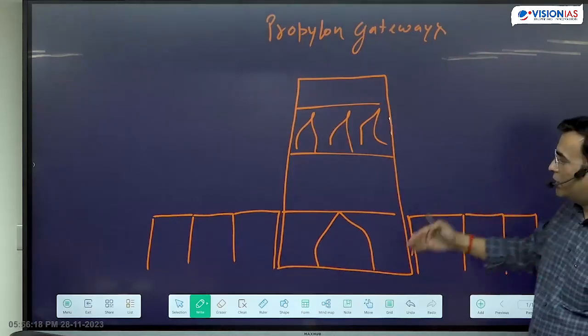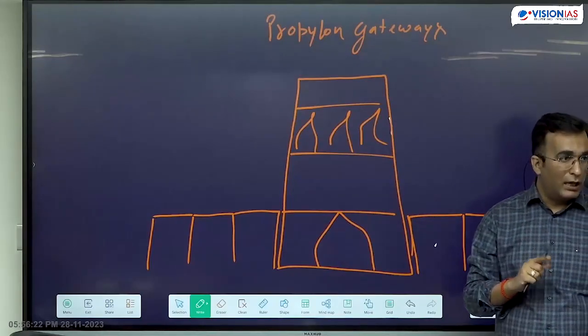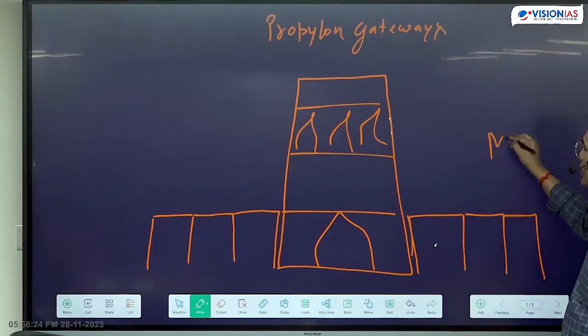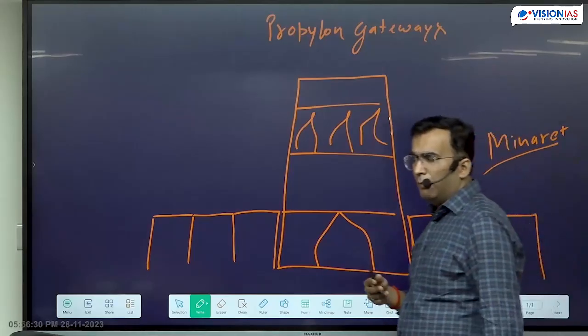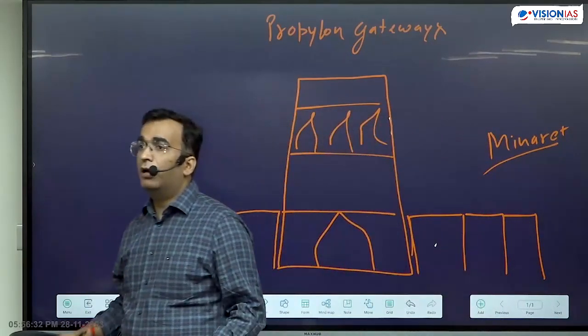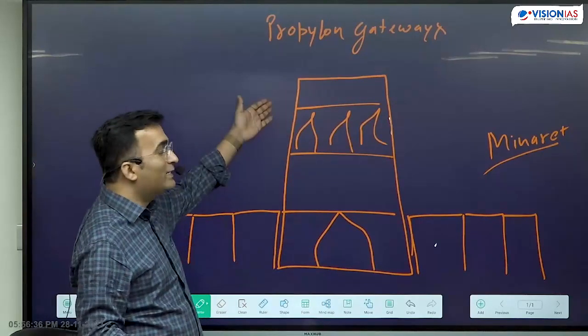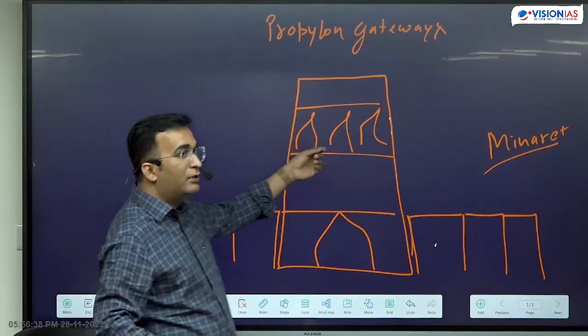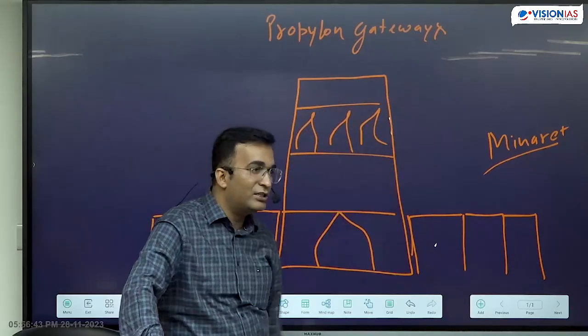Another thing, just on the back side of the propylon gateway, they used to create a mosque then, and in the mosque they were not creating the minaret or minar. So any minaret or minar was not created. The purpose of the minaret is to announce morning prayers. The height of the gate itself is so high that the announcement can happen from the gate itself. So there is no need of an additional structure.